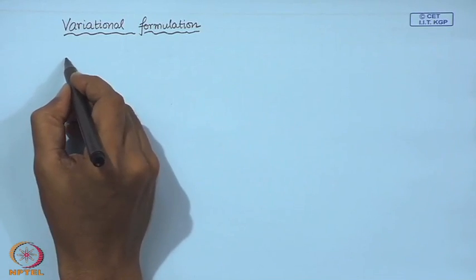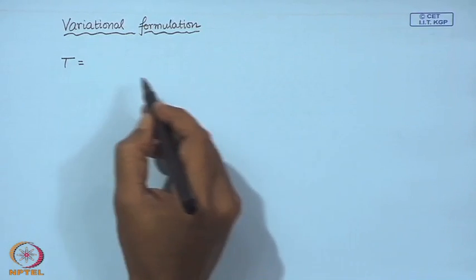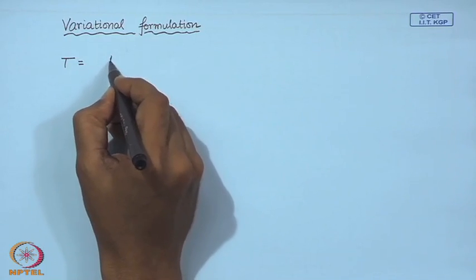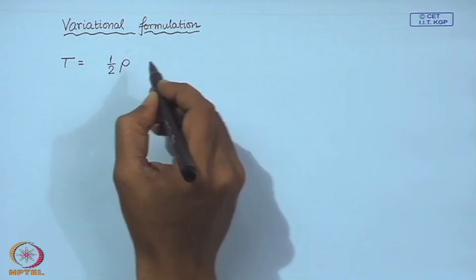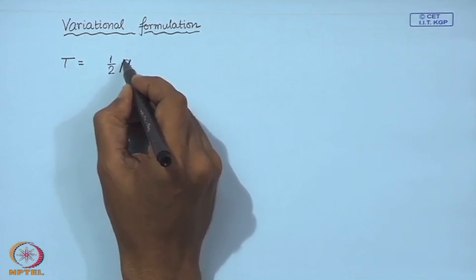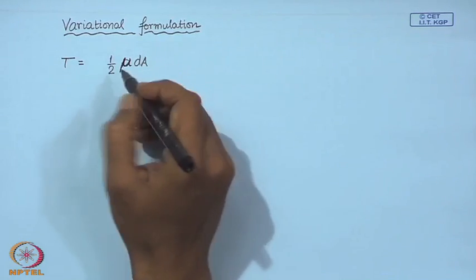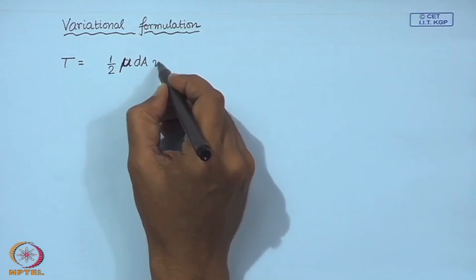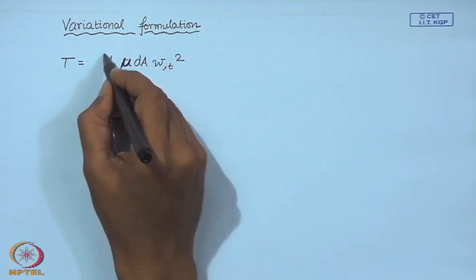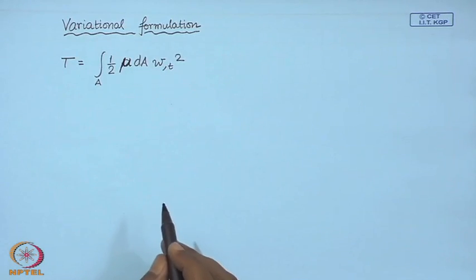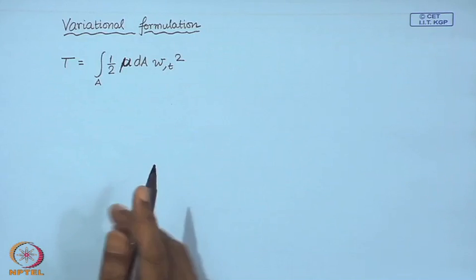Now, to begin with, we write down the kinetic energy expression of a membrane. If W is our field variable, then half, so we have considered mu as the mass per unit area. So, mu times dA is the mass of a little element of the membrane. So, half mass times velocity squared, and when we integrate over the area of the membrane, we are going to get the total kinetic energy of the membrane.